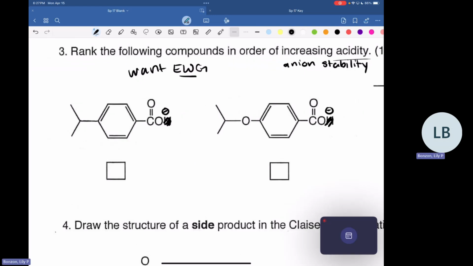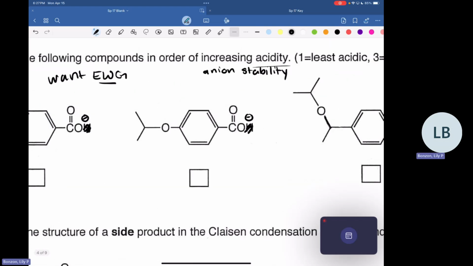So on the left, we just have an alkyl group. So this is going to be donating to the ring by induction. In the middle, we have an oxygen, or an ether, I guess, technically. And since this one has got lone pairs, this one is going to donate towards the benzene ring. So this one's going to be donating by resonance.